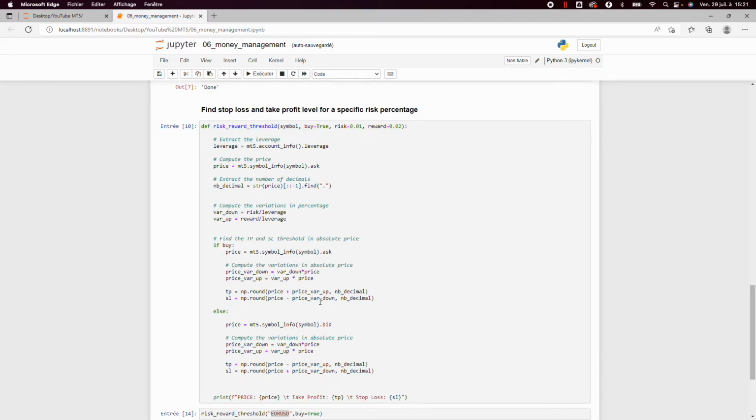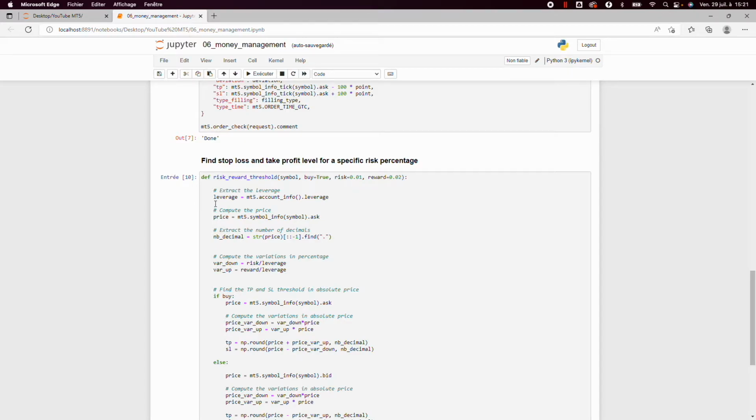So to do it, it will be very simple. You need to extract the leverage, because we need to take into account the leverage to place the take profit and the stop loss. Then we need to extract the price to find the number of decimals, because if you work on the Forex, you will always normally have the same decimals after the point. For example, if you trade the JPY, you will have 3 decimals instead of 5, for example, for the EUR/USD. So you need to extract this value.